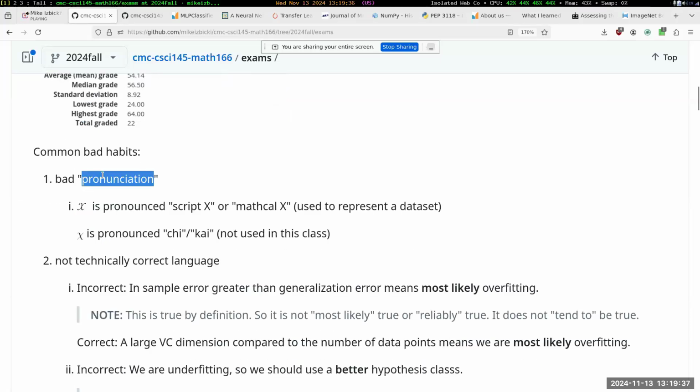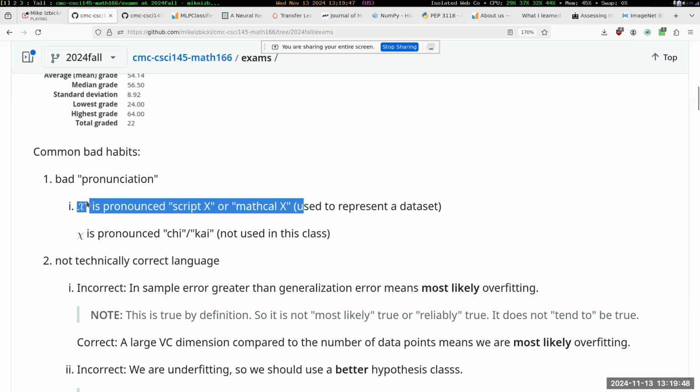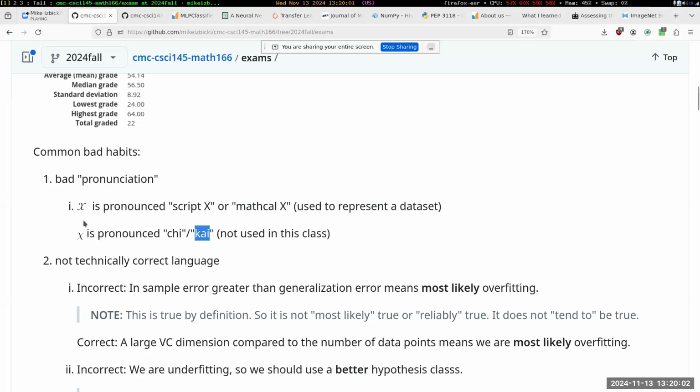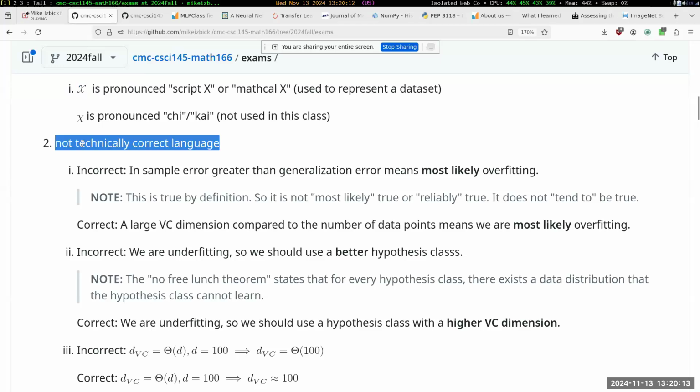Pronunciation-wise, the one thing that came up, a couple of people did this: the Scripty X that the textbook uses to represent a data set. This is not a Greek letter. This is actually the letter X written in cursive. And this is what the Greek chi letter looks like when it's typeset, which also sort of looks like a Scripty X, but there is no Greek chi letter used in this class for anything. This is just a Scripty X. The textbook uses the script font for anything that is a set, and so our data set is that Scripty X.